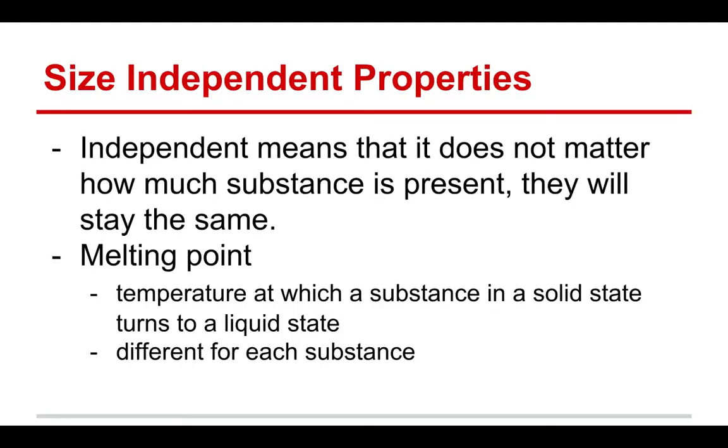Size independent properties. Independent means that it doesn't matter how much substance is present, they will stay the same. So these properties don't change regardless of how much of whatever we're talking about is present. So melting point is the temperature at which a substance in a solid state turns into a liquid state. It's different for each substance, and we can see this in our day-to-day lives. If everything had the same melting point, then everything would be liquid at the same time.